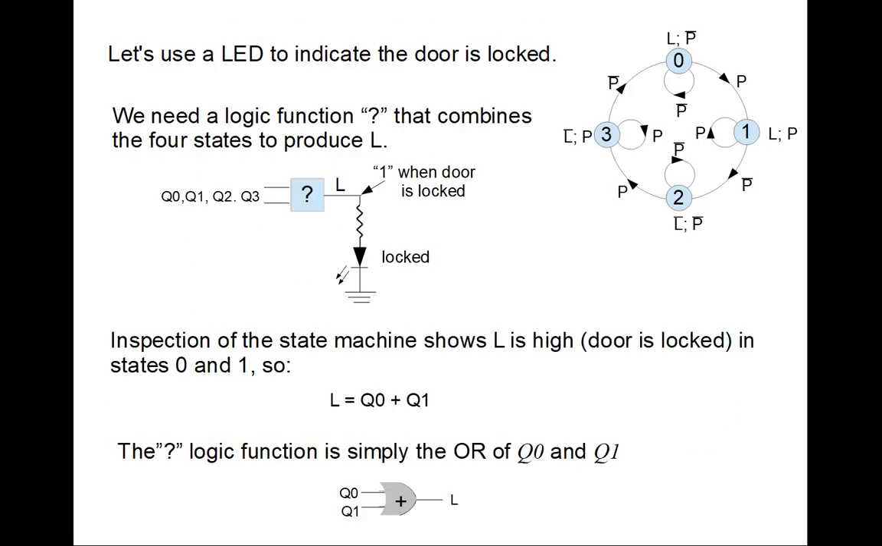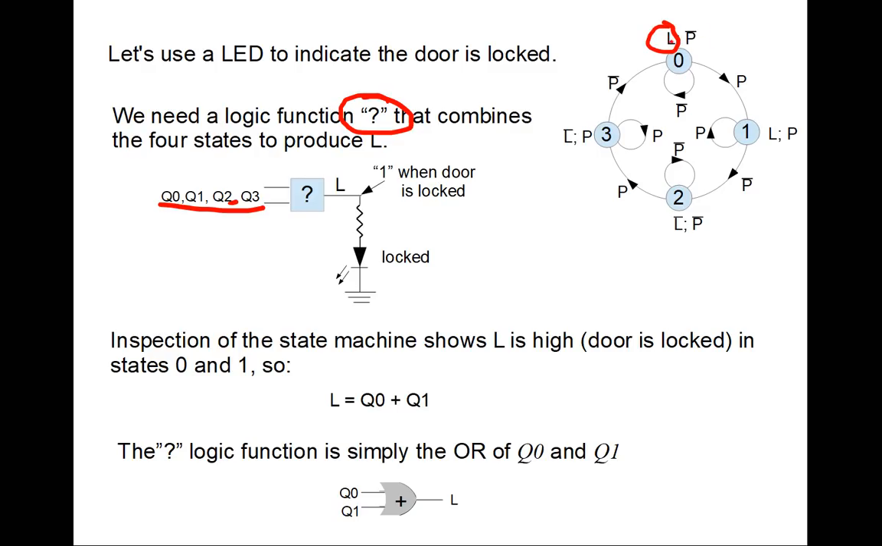Now, how do we use an LED to indicate that the door is locked? Okay, so we need a function, and I'm just going to call this function a logical function. I'm going to call it question mark, that combines the 4 states to produce the value of L. So we want this to be a 1 when the door is locked, and hence the LED will light. And so these are the four states we're combining. There should be a comma here. And so we inspect that state machine, and when do we want the door to be locked? We want this to be a 1 whenever we're in state 1, or state 0, or in state 1. So L is just equal to this. It's just a simple OR function. And so we can build it with an OR function.